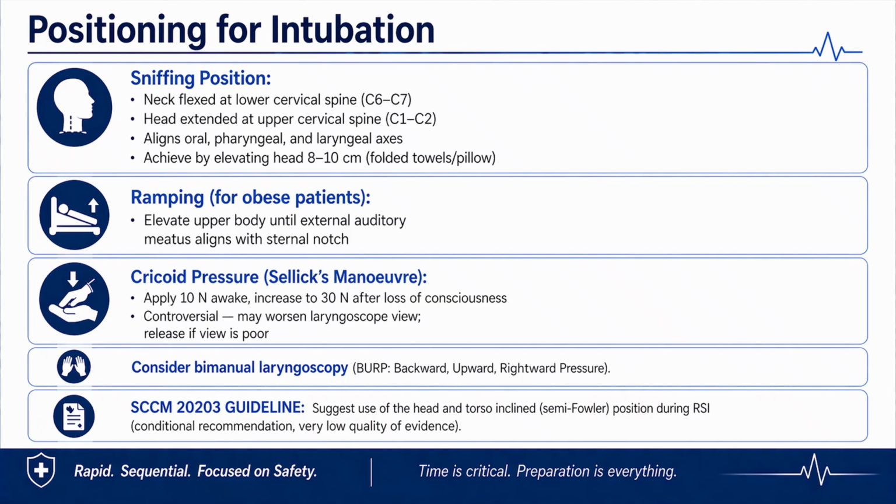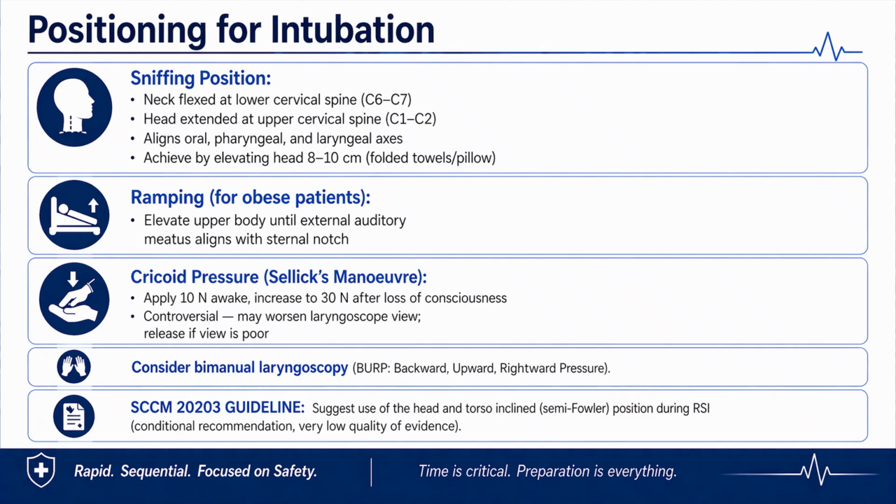In order to get sniffing position, you have to achieve flexion of the lower cervical spine and extension of the atlantoaxial joint. How do you do that? You do that by putting pillows or folded towels under the patient's head, which raises the patient's head by 8 to 10 centimeters. So sniffing position is mandatory and it helps for proper bag mask ventilation and achieving a better glottic view.